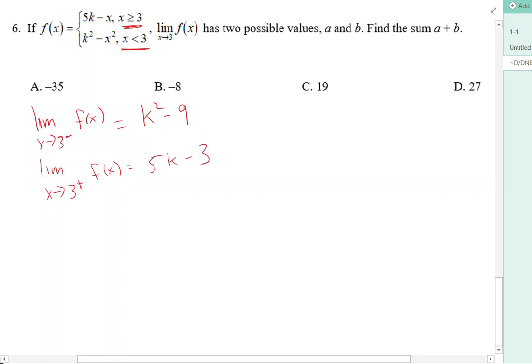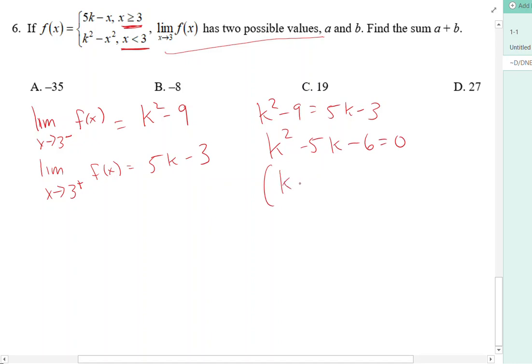Now, since the left and the right have to be equal, because the limit does exist, we're going to say k squared minus 9 equals 5k minus 3. Now we've got to solve for k. So I'm going to get all of the terms on one side first, set that equal to 0. It's like we get k minus 6, k plus 1 equals 0.